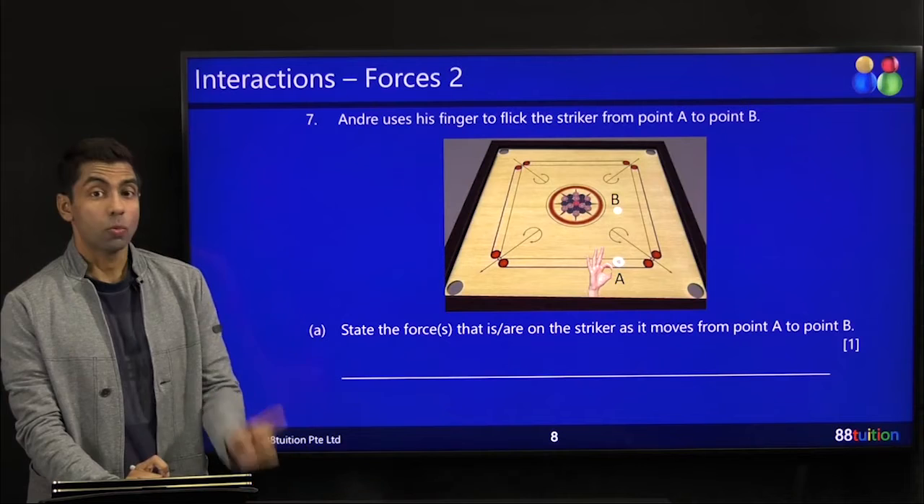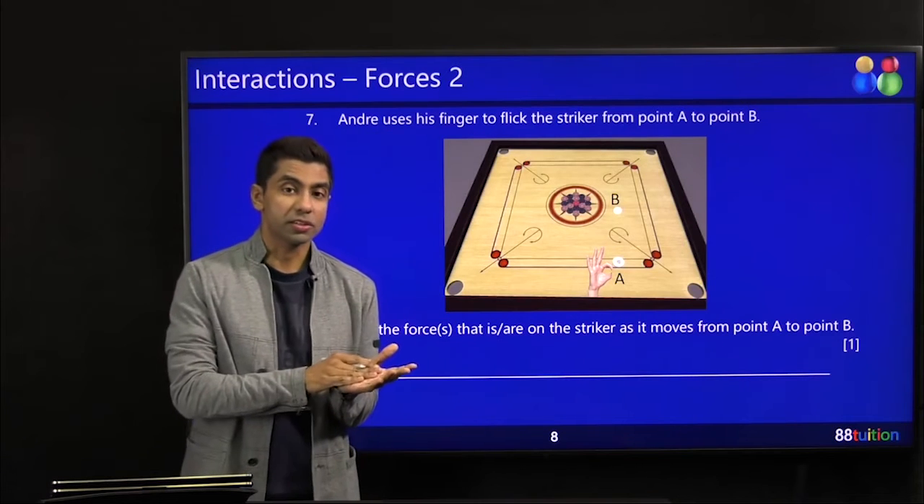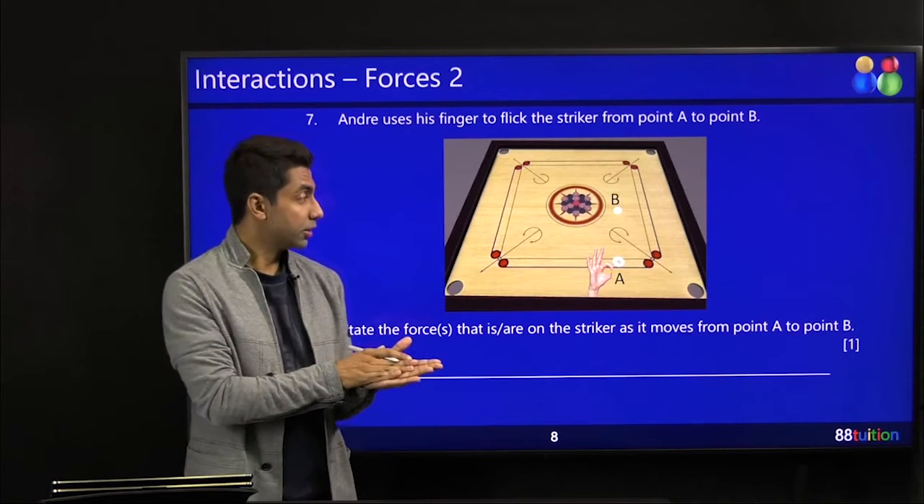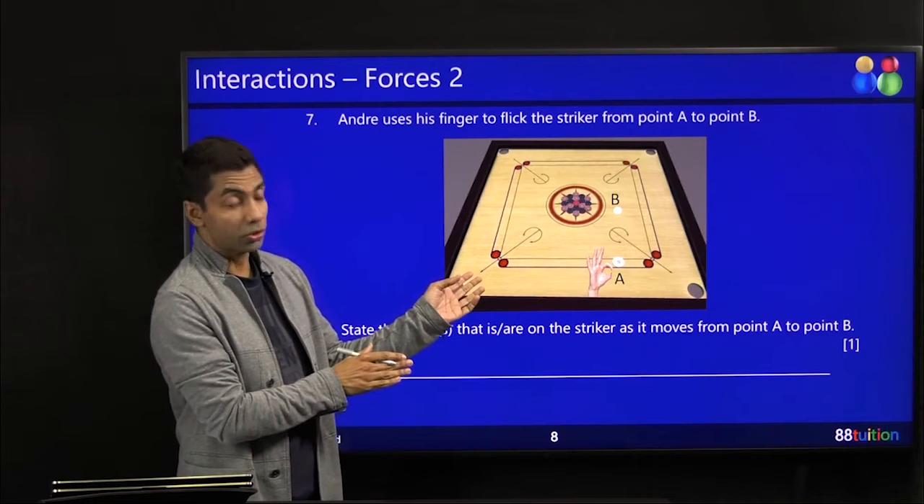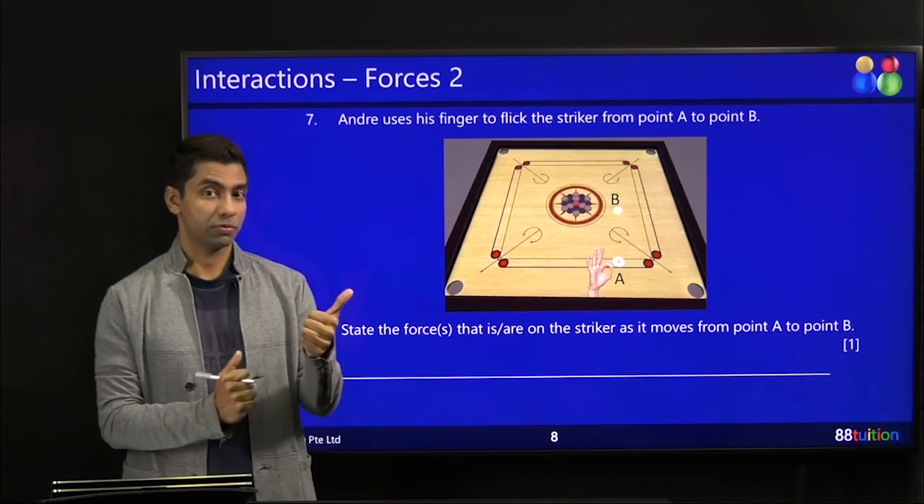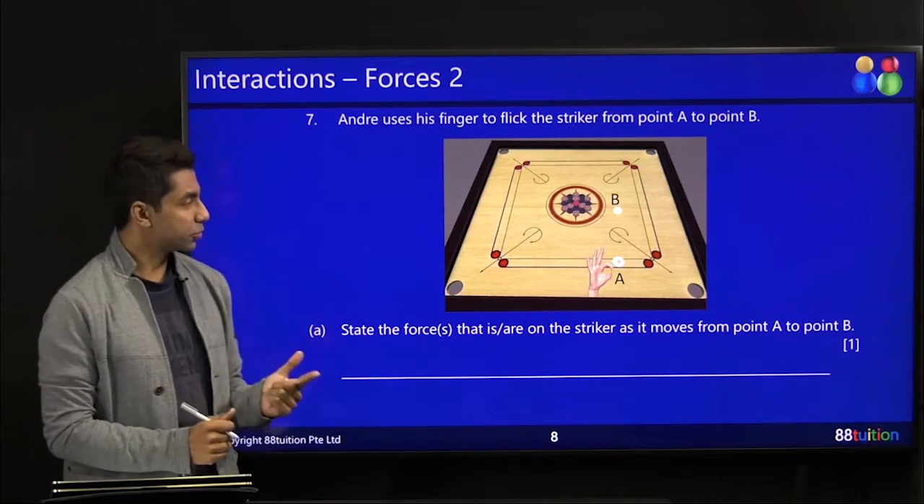So, 1, the striker does not start floating. It stays on the board. Okay? So this is actually a wooden board. So it stays on the board. So gravity is acting on it. Force number 1.